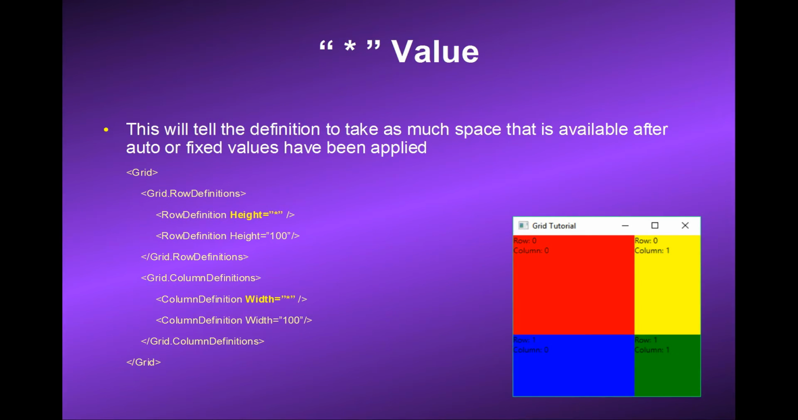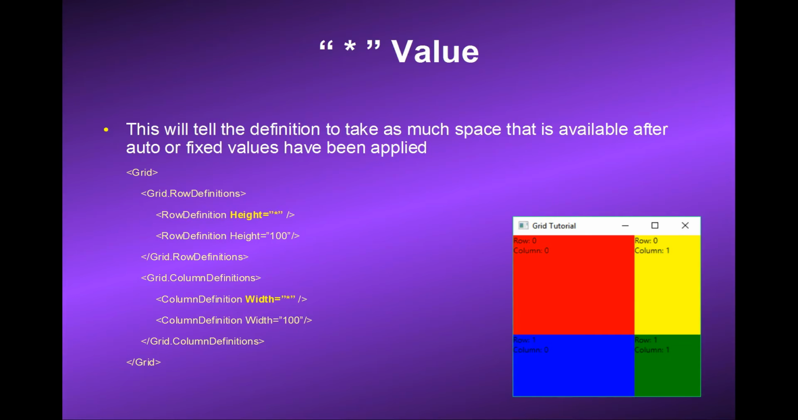Star value. This will tell the definition to take as much space as is available after auto or fixed values have been applied. So in our row definition, our first one, we set it to the star value and set our second row to a height of 100, and similar with our column, but with width. So unlike our other examples, we see that our row 1, column 1 has been just filling throughout our examples.